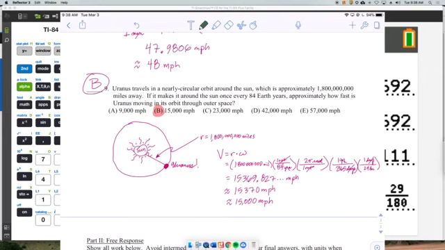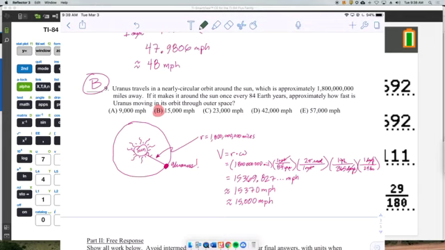Uranus travels in a circular path. It's 1.8 billion miles away from the sun. Again, true story. I Googled it, right? I don't use Bing. It makes it around the sun once every 84 Earth years, that's its orbit. Bless you. How fast is Uranus moving through space?